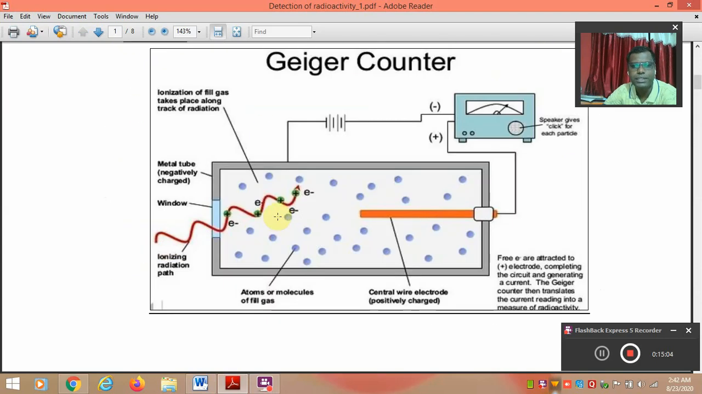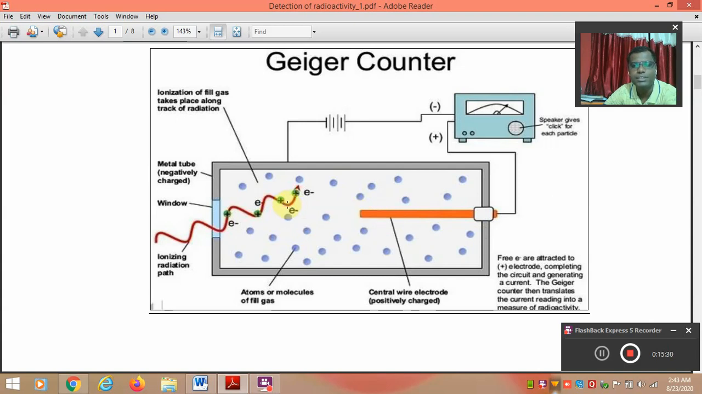Definitely, I already told you these electrons are moving towards the tungsten wire, while the positive ions move towards the wall of this copper cylinder, or the wall of this metal tube. But whenever you consider the movement of the electrons and the positive ions, these electrons have very negligible mass and they move towards the tungsten wire very fast.